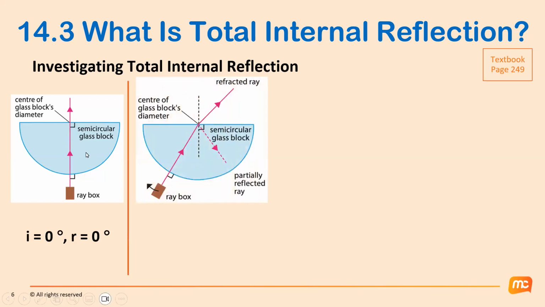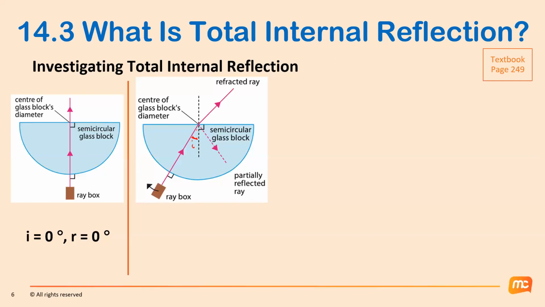But what happens if I shift this ray box in this direction, anti-clockwise? At the point where it enters the glass block, it is again along the normal. Can you see that there is a 90 degrees? So it's along the normal. Again, there will be no bending, no refraction here. It will just go straight into the glass block. But at the point where I hit the glass block, I am not along my normal. My normal is this dotted line. So there is an angle of incidence here.